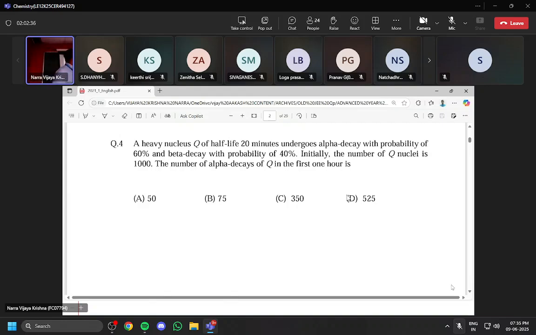Half-life time is also given. T half is 20 minutes. 1 hour means 3 T halves. In 3 T halves, the alpha decay probability is 60 and the beta decay probability is 40. Now we can calculate. Possible or not?